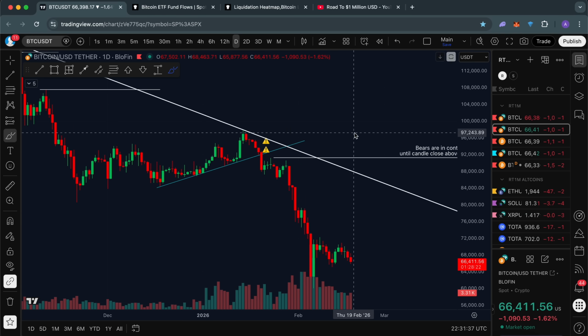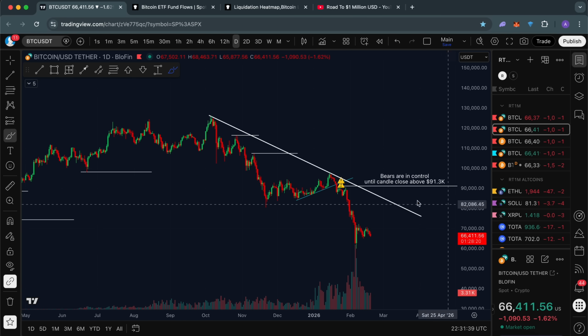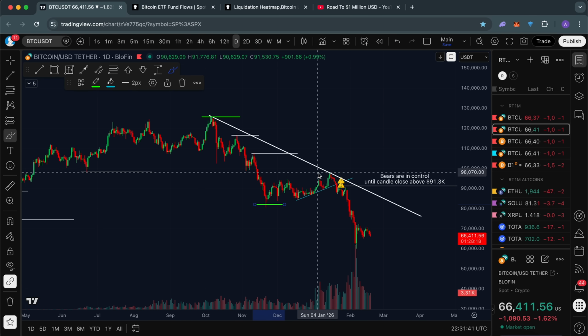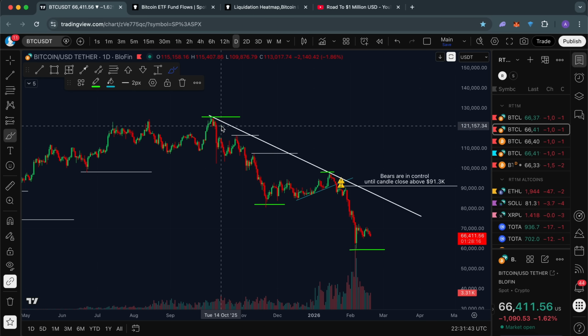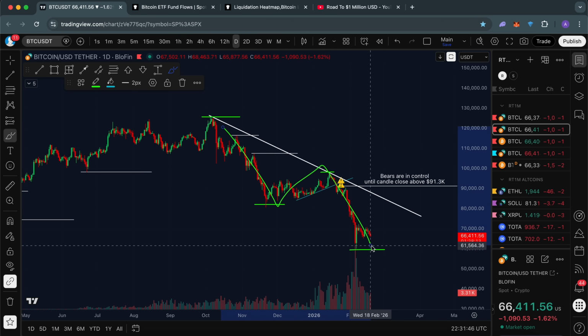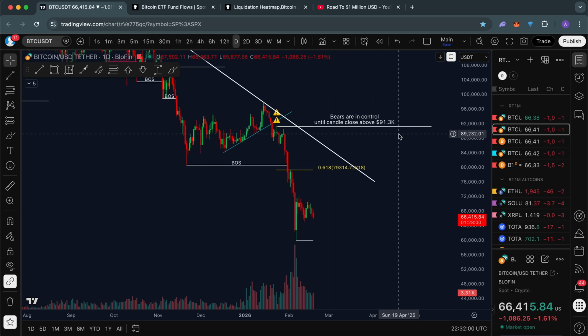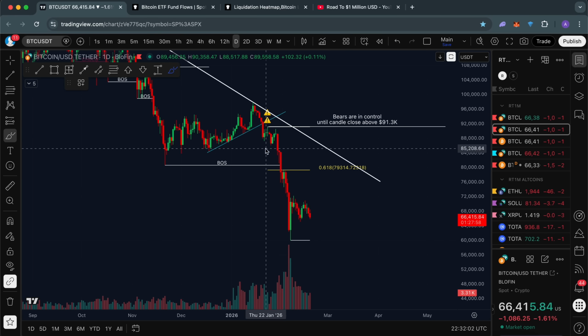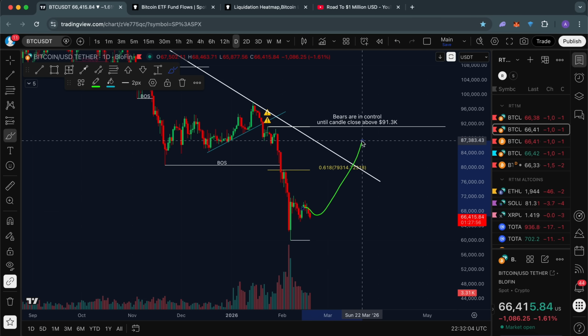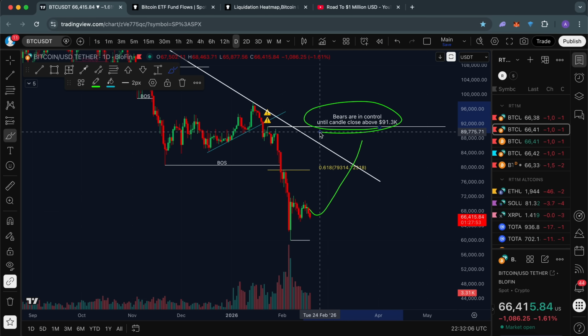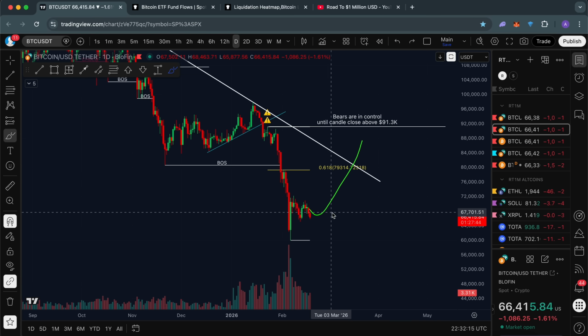For now, I am still bearish biased on the daily time frame because we are in a bearish market structure, making lower lows and lower highs, and this is simply what we call a downtrend. What I'm looking for in terms of bullish confirmation on this higher time frame is if we get a move above this 91.3k level in the Bitcoin price. Only at that point do the bulls take back control of this market. So until then, I am bearish biased on the higher time frames.